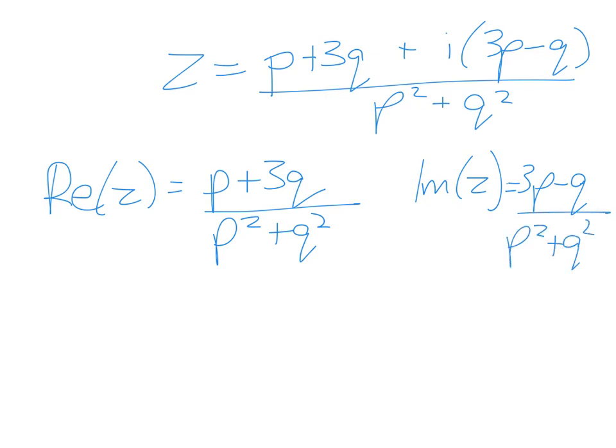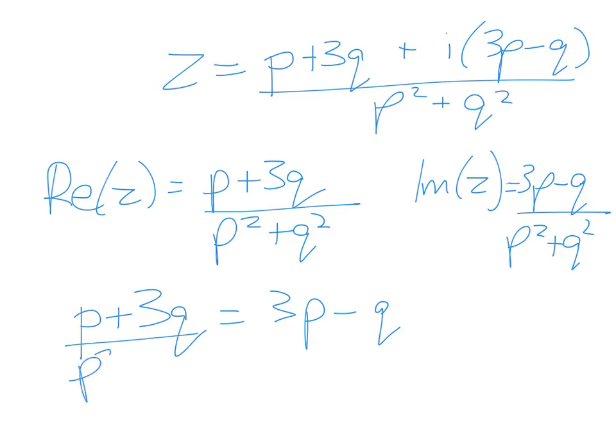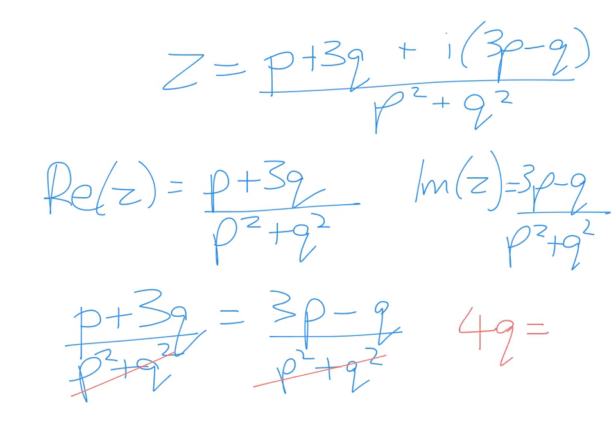So if I equate those two things, I get p plus 3q is equal to 3p minus q. And what I'm doing there, of course, is just multiplying everything through by the common denominator. Okay, so there you go. And I'm left with 4q equals 2p, or p minus 2q is equal to 0.